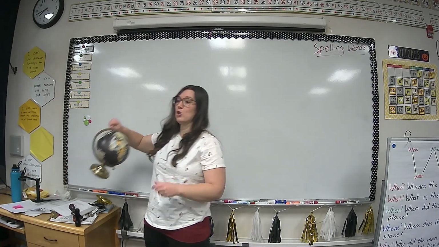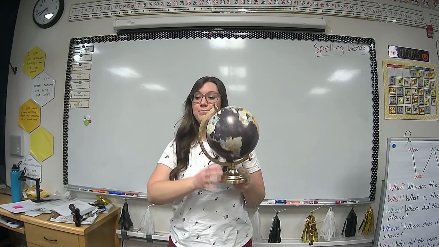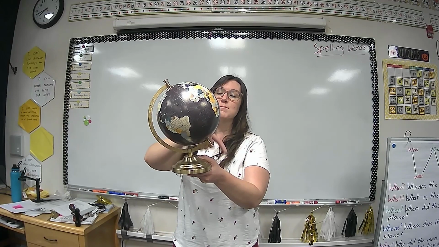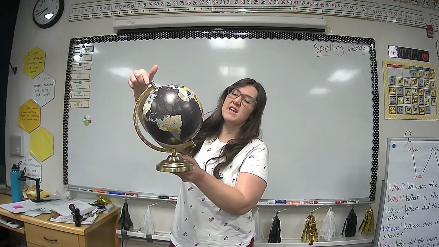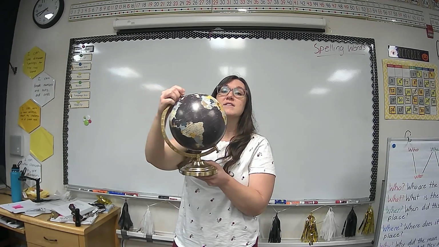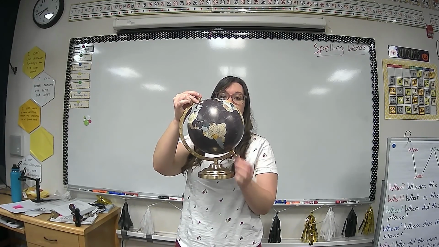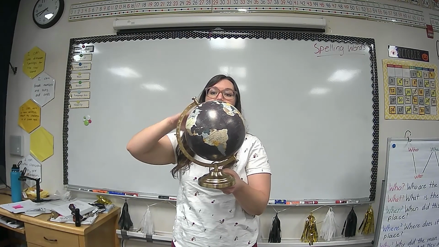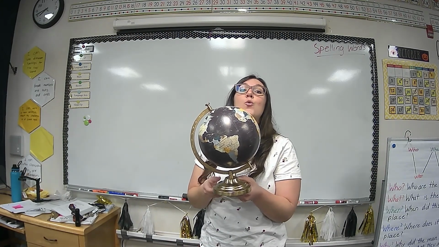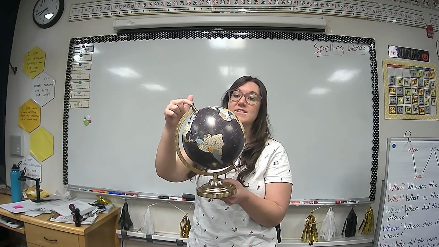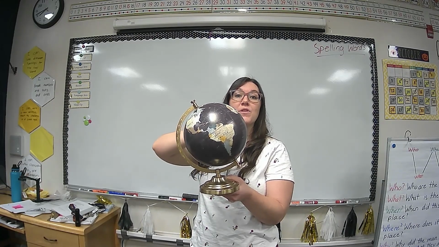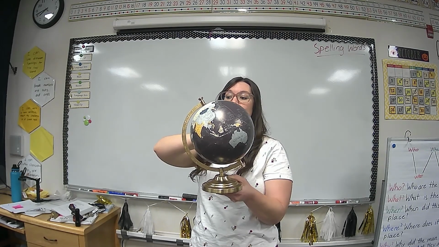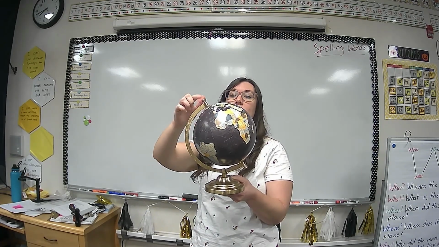I'm going to grab my globe here to help. In the Earth, we'll talk about this in our read aloud too, there is an invisible line that goes kind of sideways through the Earth. This is called its axis. One way that the Earth moves is it rotates on its axis. So when the Earth moves like this, it is rotating on its axis.